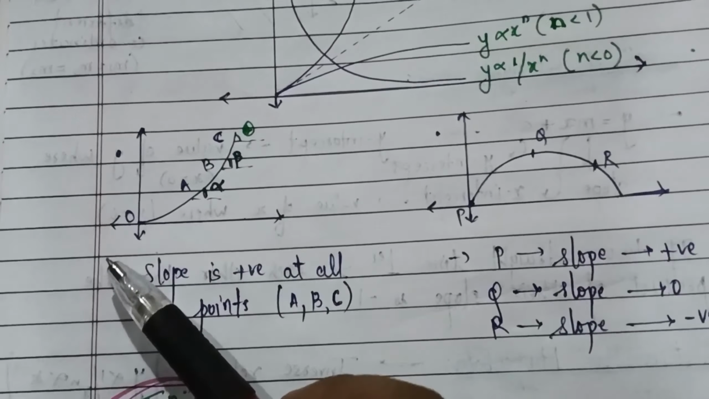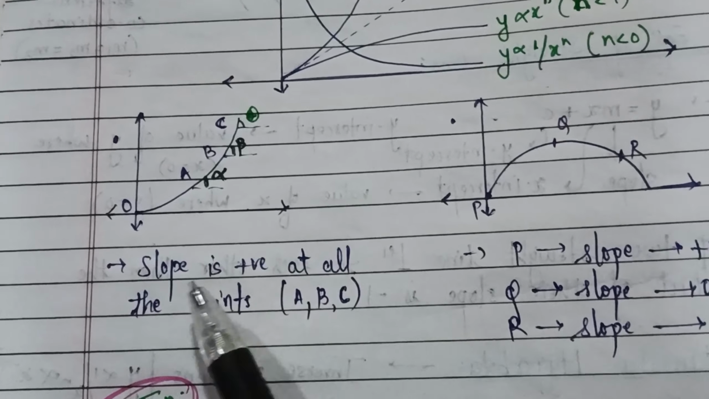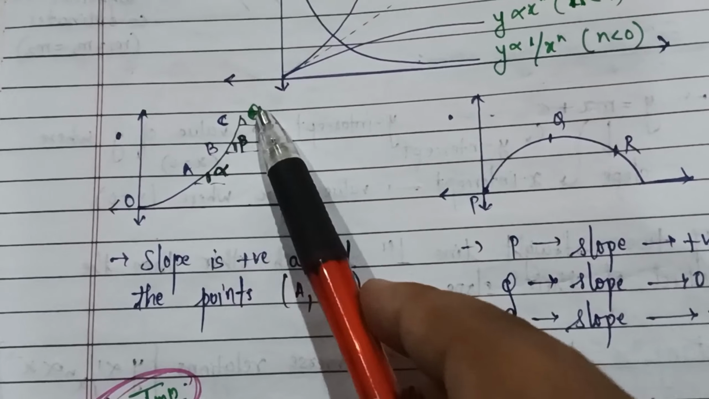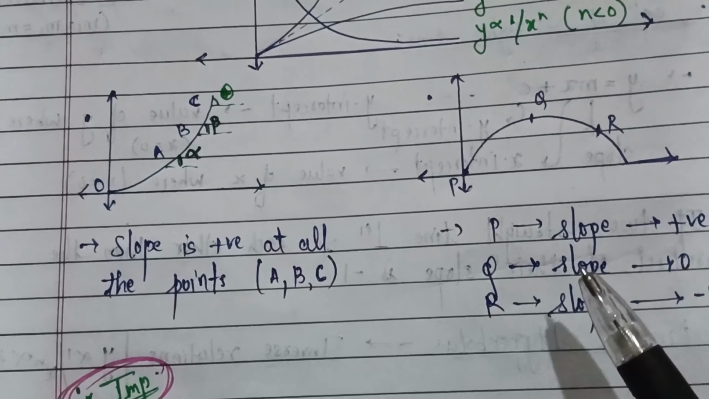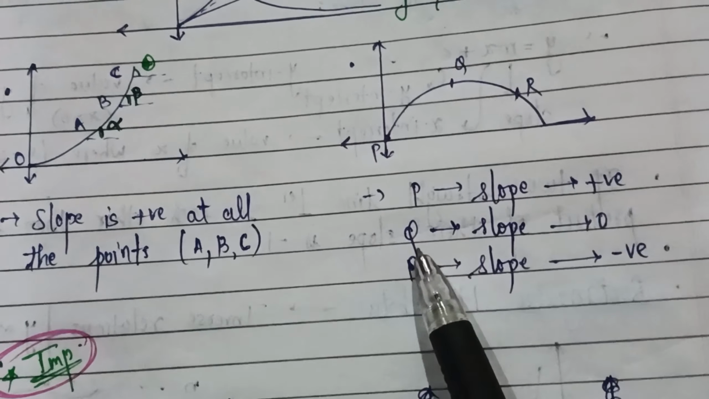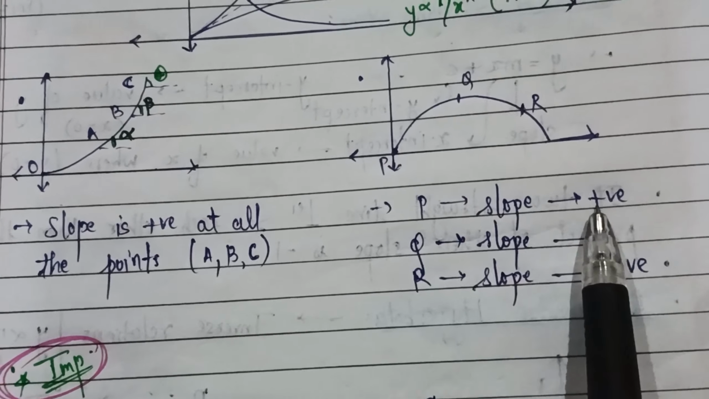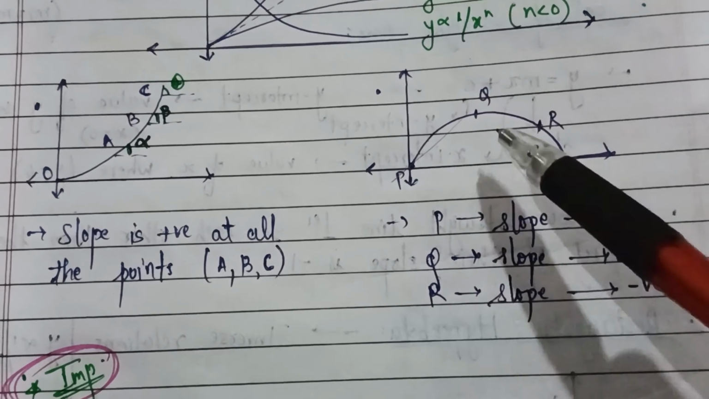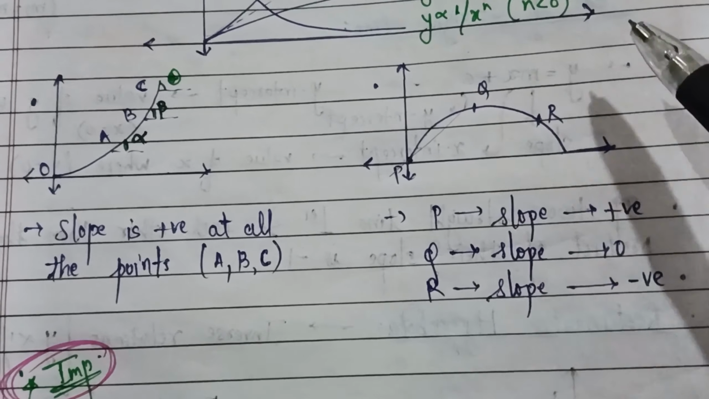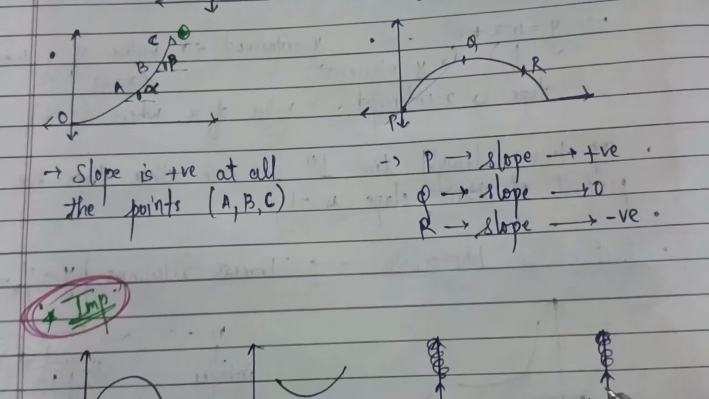Now, according to this graph, slope is positive at all the points a, b and c because tan theta is positive. Here at point P, the slope is positive. At point Q, the slope is 0, and at point R, the slope is negative.